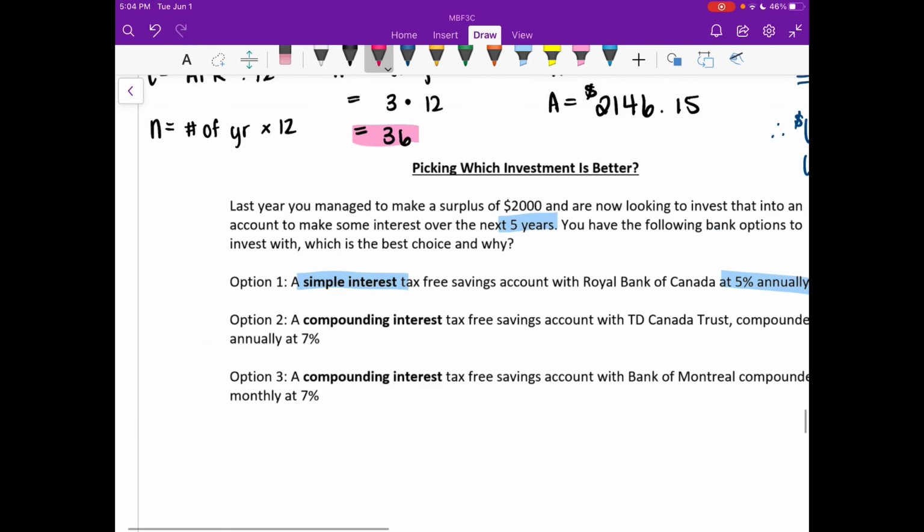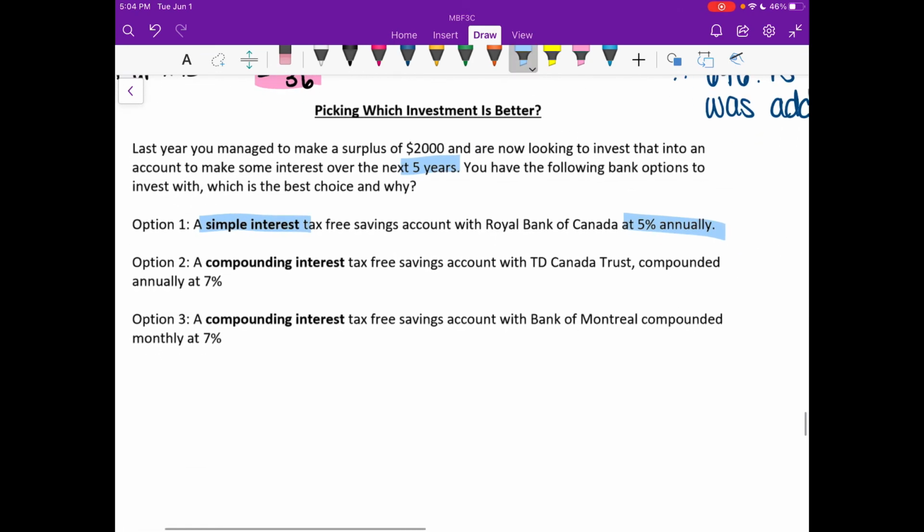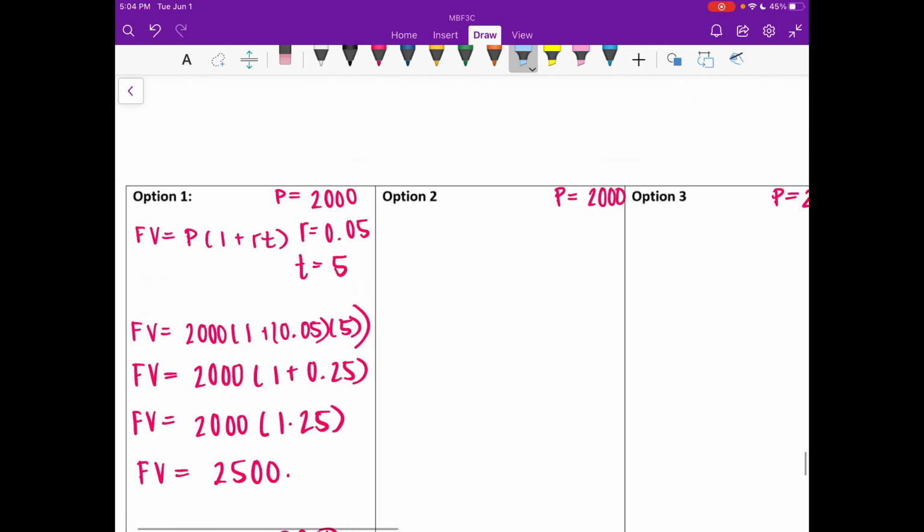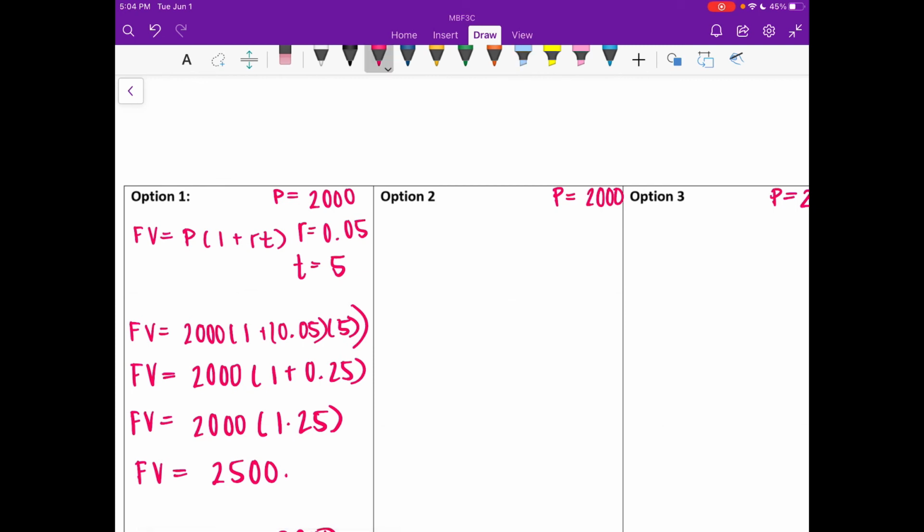Option 2 here is our compounding tax-free interest savings account, right? And this is with TD Canada Trust, and it's compounded annually at 7%. Every year, they take the amount that you have, add 7% to it, reinvest it. So let's see. Principal is the same, right? Because this is compounding interest, you need to use a compounding interest formula, which is A equals P(1 + i) to the power of n, right? P is going to be 2,000. Now we just need to find out what i and n are going to be.